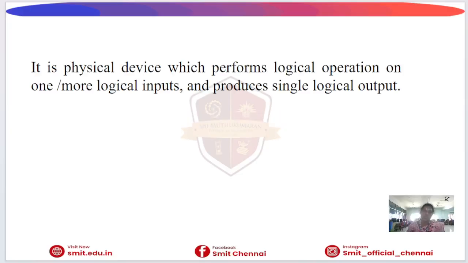The definition of the logic gate is that it's a physical electronic device that performs a logical operation on one or more inputs and generates a single logical output. So the important term is the signal: there is a signal entering the gate and the output signal produced by the gate. The logical operation is the decision-making process based on Boolean algebra. For example, if the input A to a NOT gate is 1, the output is 0. So the gate makes a logical decision based on the input.